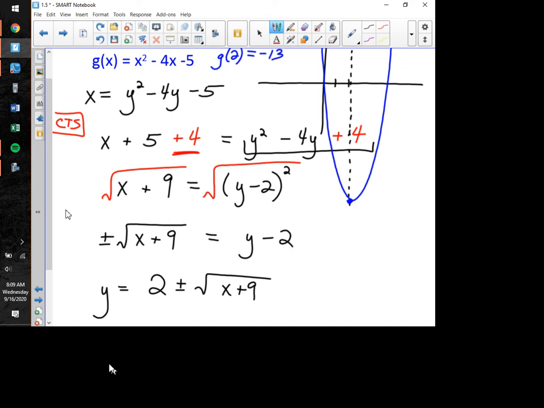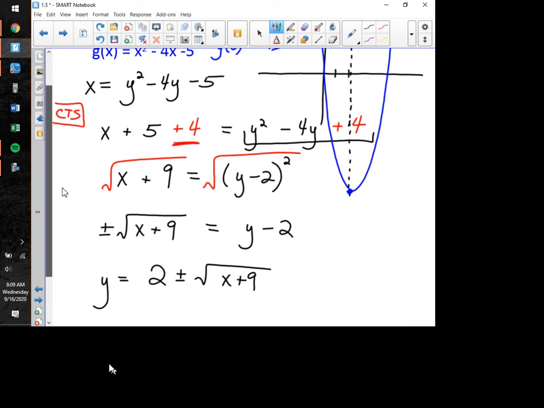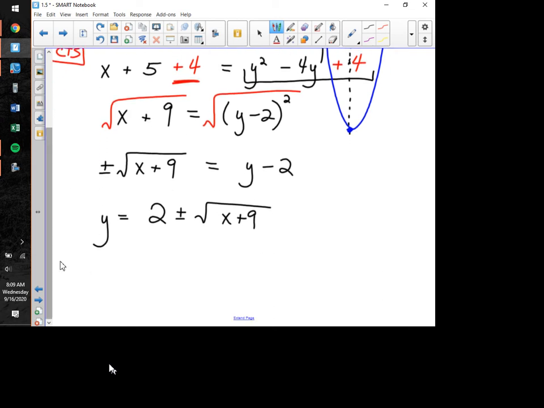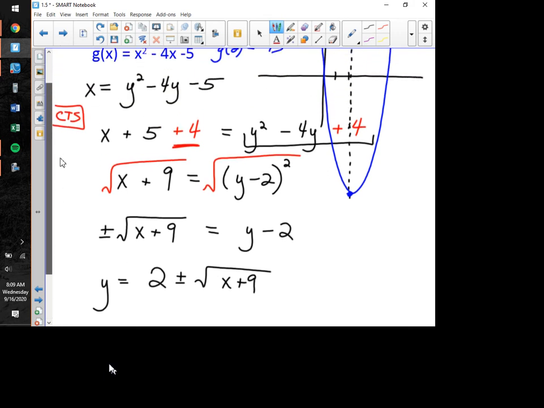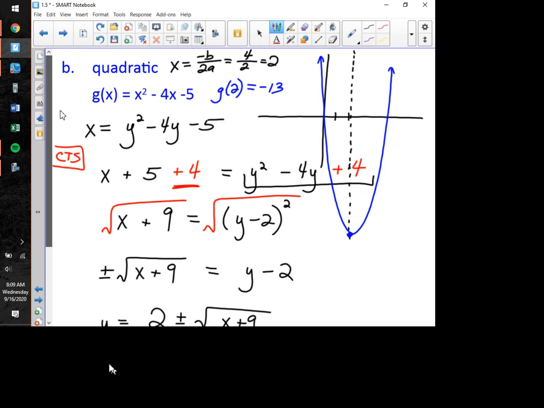All right, guys, so we've got a radical function right here of 2 plus or minus the square root of x plus 9. So if we think about where this graph would begin, that 2, even though it comes at the beginning here, is actually the vertical shift of what's happening within this function here, everybody. So what's going on there, guys? Give me just a second here.